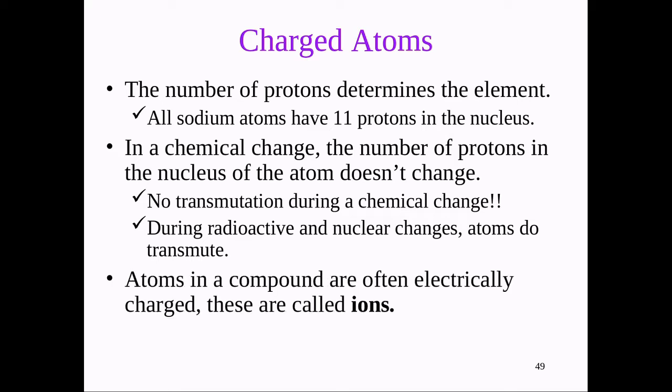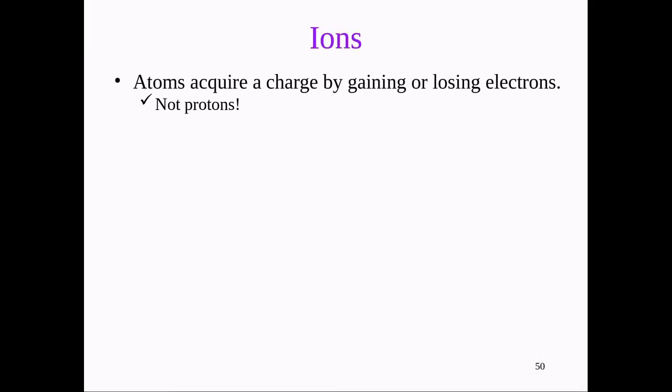Atoms in a compound are often electrically charged though, and we call these ions. And the reason that we get charge is through the gaining or losing of electrons. Okay, so the protons stay the same, but we can either gain an electron or lose an electron. The charge is going to be the number of protons minus the number of electrons.